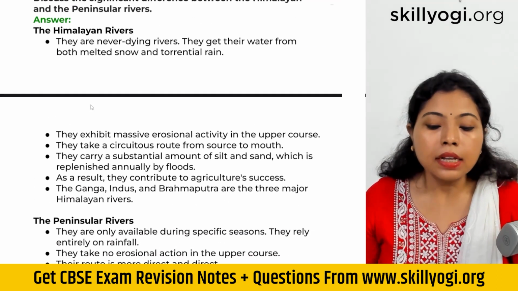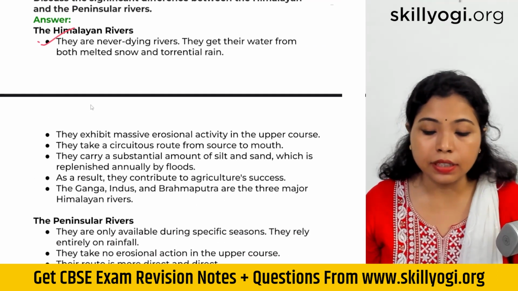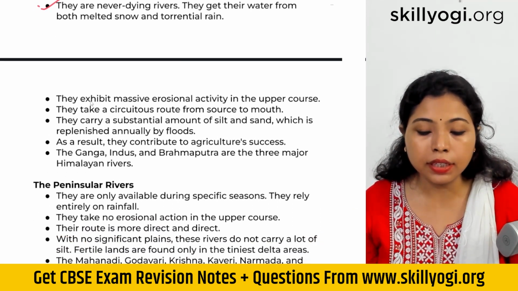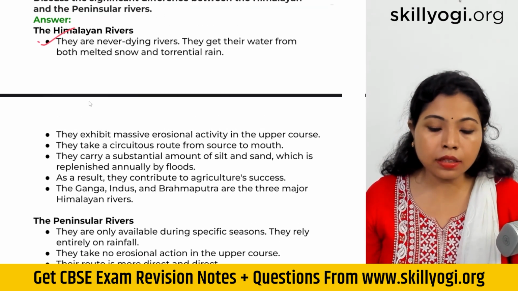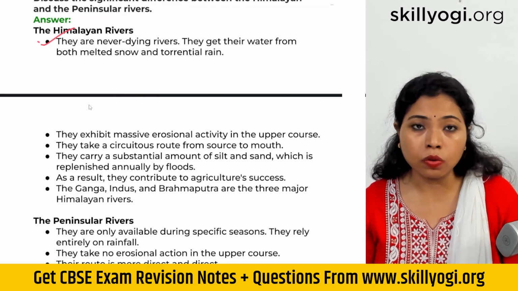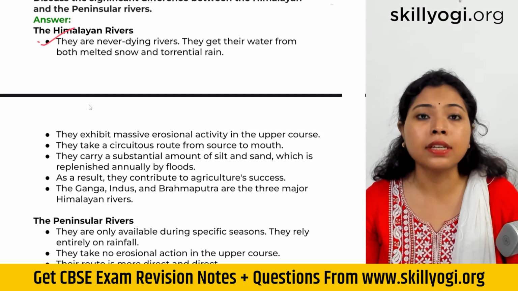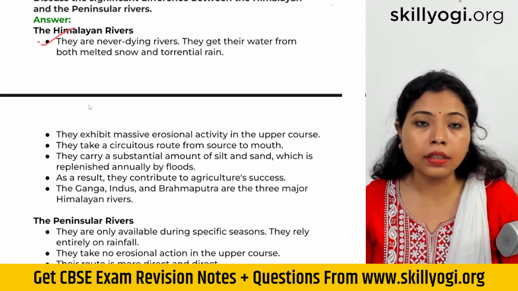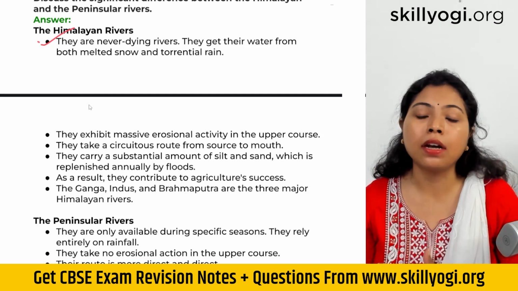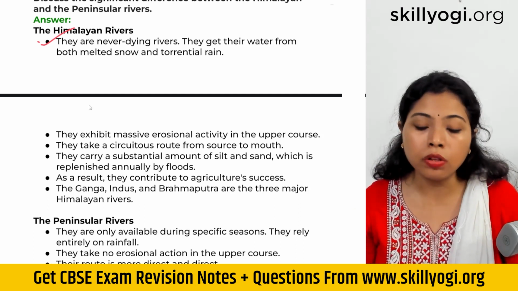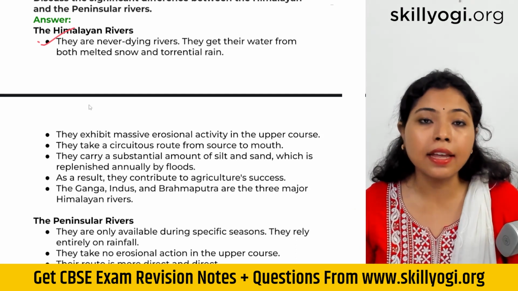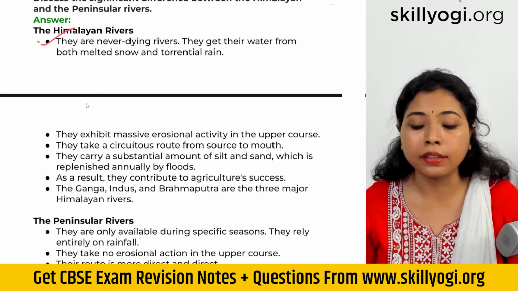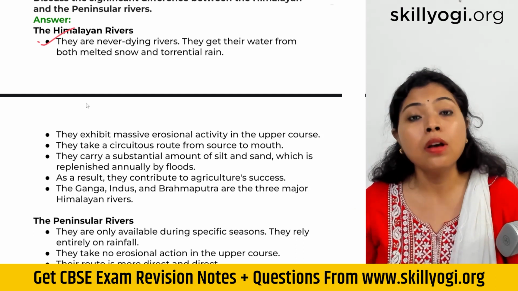Number one, they are never dying rivers. They get their water from both melted snow and torrential rain. This is for the Himalayan river. The sources of all the Himalayan rivers are the Himalayan glaciers. So they have water in the river course through the whole year. So they are never dying rivers. The main sources of water of Himalayan rivers are the glaciers and the rainwater both.